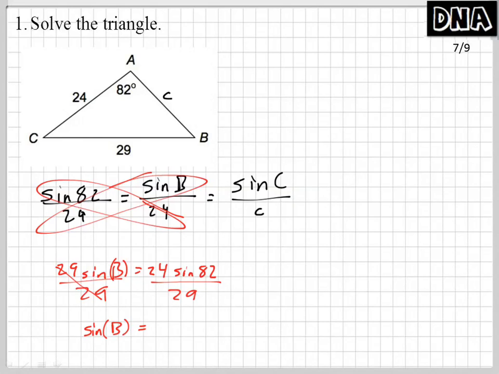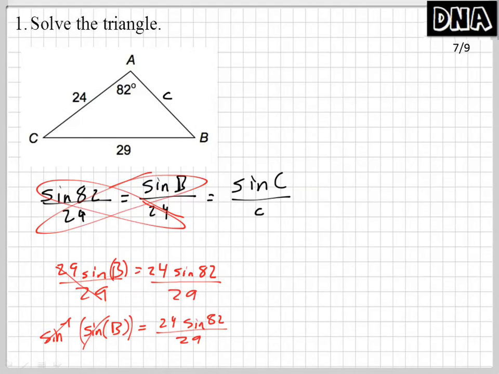I like to put the parentheses there because it reminds me it's inside. They're not multiplying, it's inside. And so I have 24, and then sine of 82 all over 29. Now how do I get that b out of the sine? Inverse sine. So I'm going to go sine right here with a -1, inverse sine of that. That'll get rid of the sine.